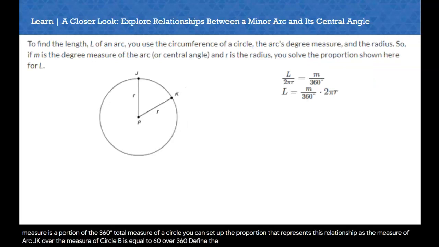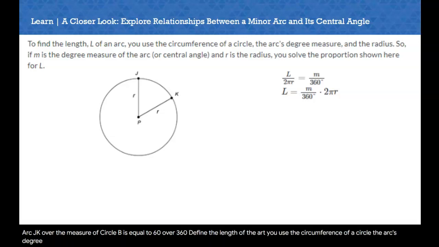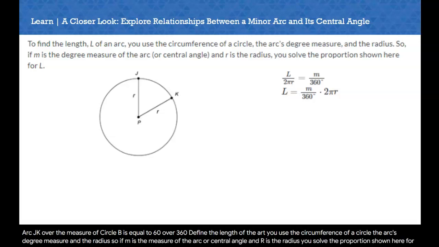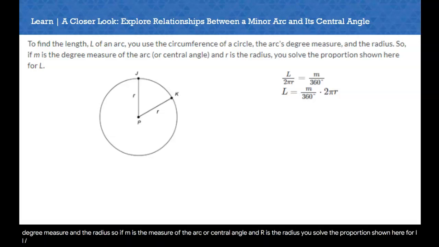To find the length of the arc, you use the circumference of a circle, the arc's degree measure, and the radius. So if m is the measure of the arc or central angle and r is the radius, you solve the proportion shown here for L. L over 2 pi r, or pi d, is equal to the measure over 360. The length is the measure divided by 360 times 2 pi r, or pi d.